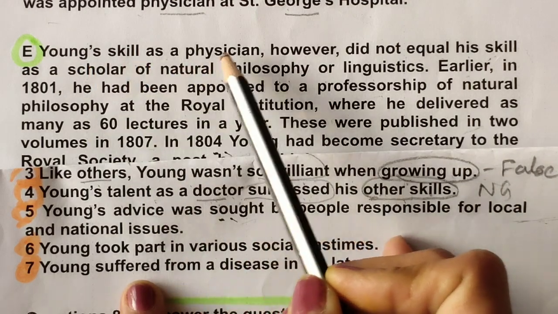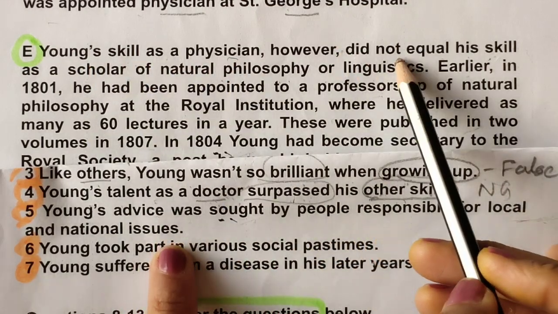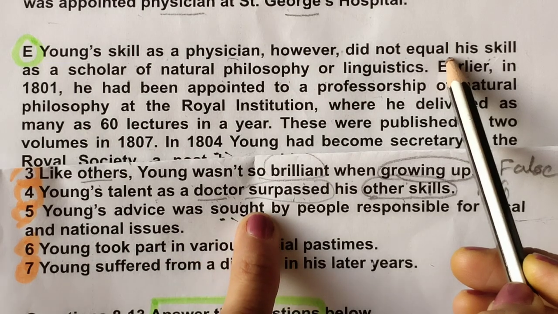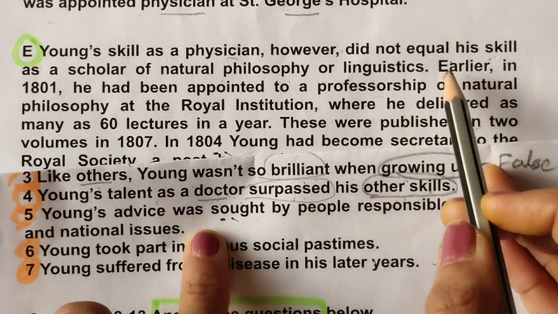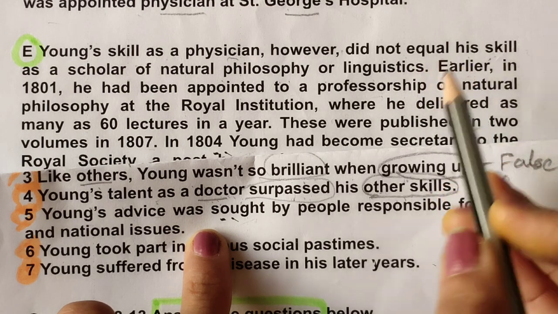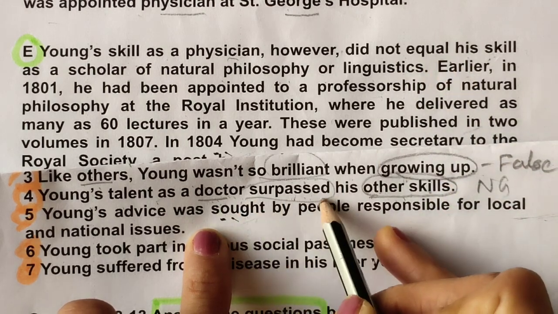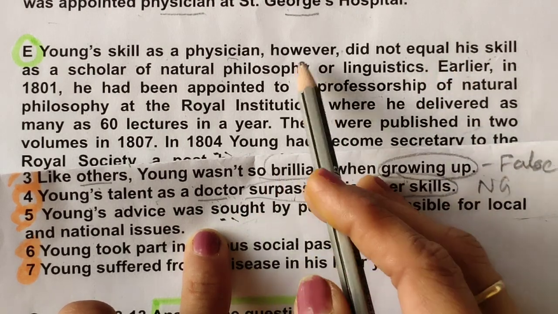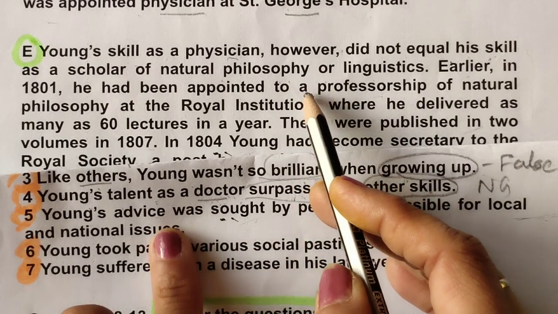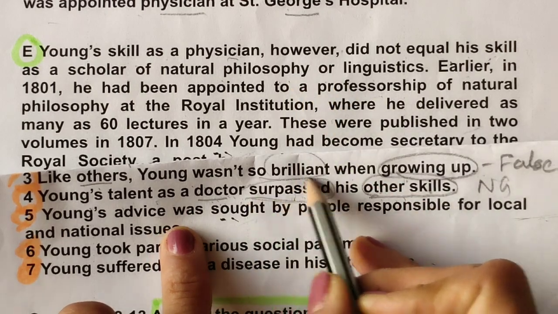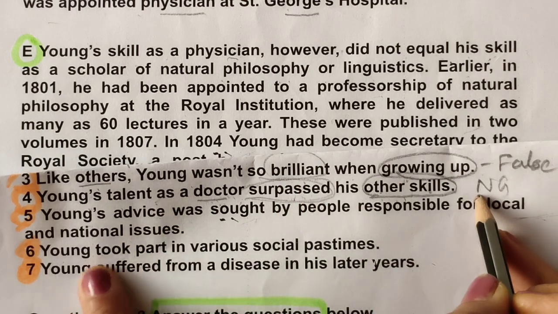Young's skill as a physician means doctor, however, did not equal. So here you can be confused in this also. You will be asking me why not this is false. But surpassing other skills is not explained. Whatever is given, please read it thoroughly, because the main thing is not given. Okay, that's why not given.